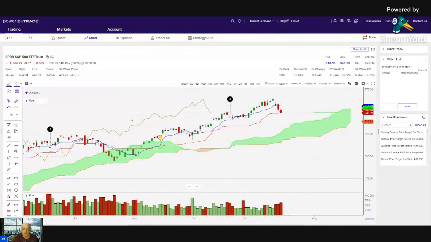Coming back to more modern times with the SPY, I put a yellow star at the most recent entry. Let me see if I can move it so we can get the price up. No, it won't let me move it. Let me take it off. You see where it is now.